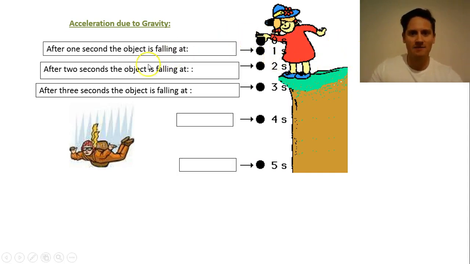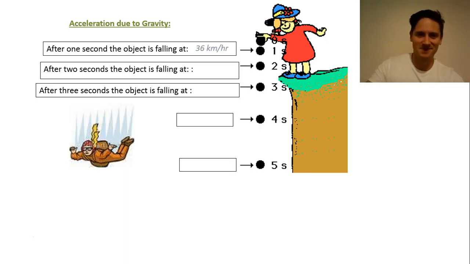So here we have a picture of a girl. She looks a bit scary, but there she is. And she's dropping a ball off of a cliff, okay? Or it looks like a ball anyway. Now what we've got here is different time intervals, okay? So this is kind of like a motion capture snapshot of what's happening. At time 0, the ball hasn't been released yet. It's still in her hand. At 1 second, the object would be falling at a certain speed. Can you guess what that speed is?